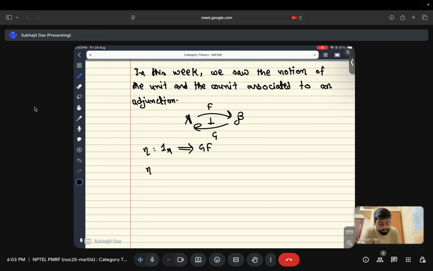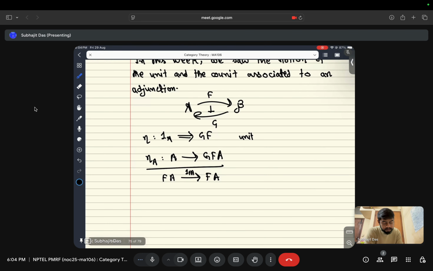What is the component of eta at an object A? It's supposed to be an arrow from A to GFA, and this exactly corresponds to the identity arrow from FA to FA under the natural isomorphism given by the adjunction. So eta is called the unit natural transformation associated to the adjunction.